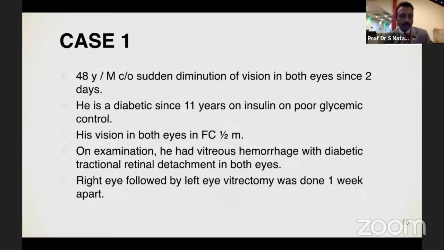And this is case 1, a 48-year-old male with a sudden diminution of vision in both eyes. He's a diabetic since 11 years, on insulin, on poor glycemic control. His vision in both eyes is counting fingers at half a meter. On examination, he had vitreous hemorrhage with diabetic traction retinal detachment in both eyes. And we did vitrectomy in both the eyes, one eye following the other.